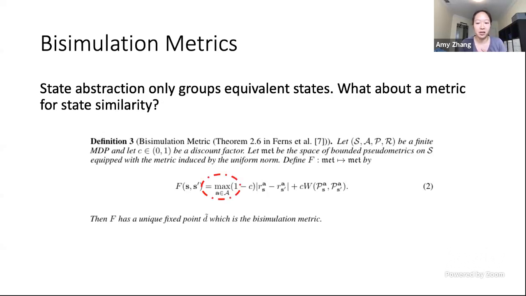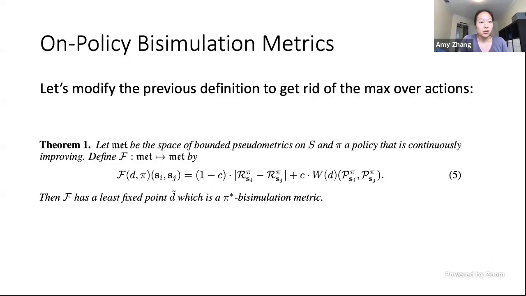The problem with this definition is that this metric is really difficult to learn because of its inherent pessimism, because it's basically considering equivalence under all possible actions. So we have this max over actions, which is very difficult to learn in practice. So we want to modify the previous definition to get rid of this max and make this definition more useful for control.